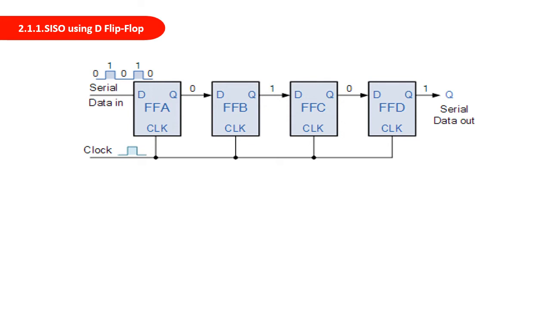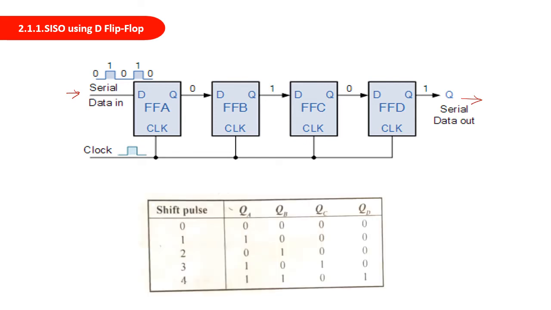Here also 4 flip-flops are there: flip-flop A, flip-flop B, C, and D. Now the data is fed here and the data is taken out here. The data to be transferred we will apply here in the first flip-flop input. Second flip-flop input is the output of the first flip-flop. Then third flip-flop input is the output of the second flip-flop. So the same is the case here also.